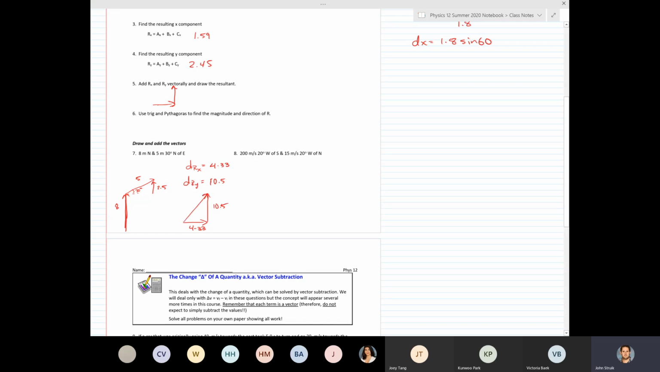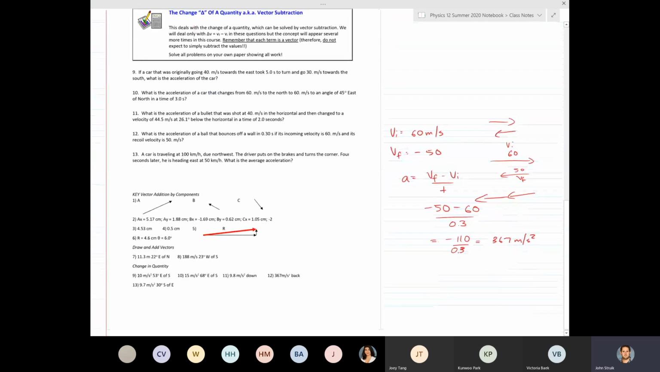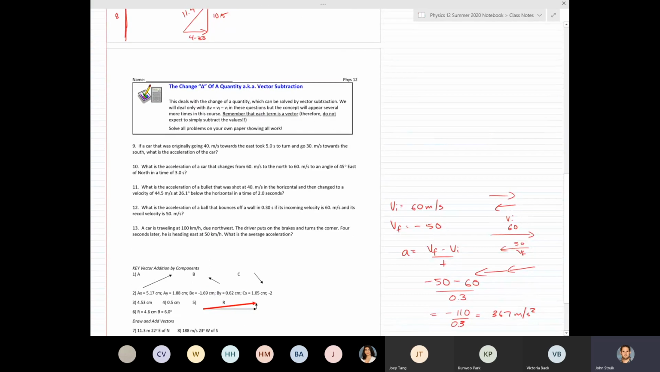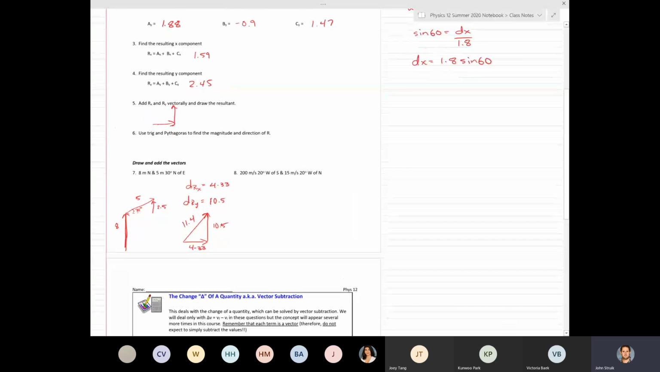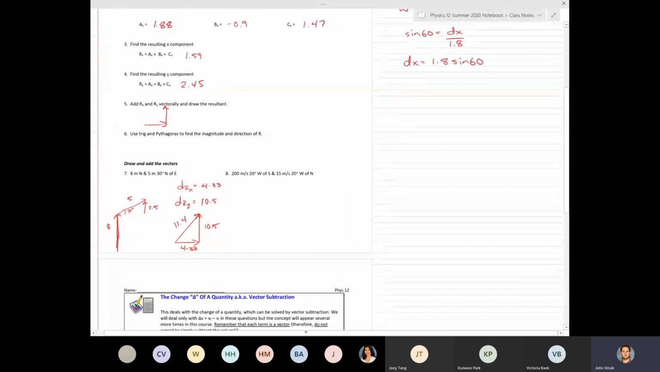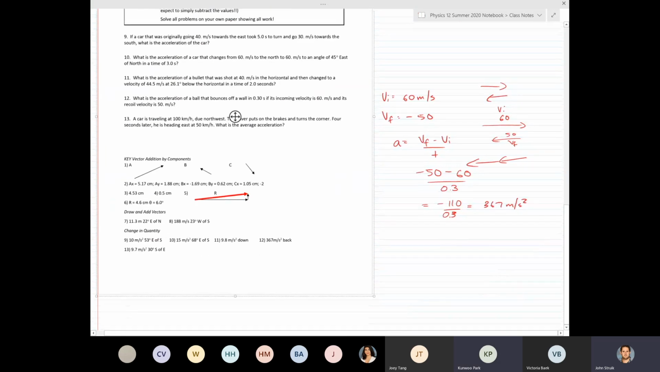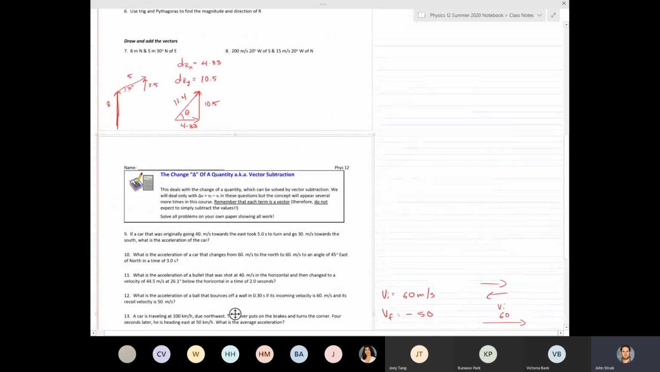And then you just use Pythagoras for this. 4.33 squared plus 10.5 squared, square root, so this is 11.4. And then, is that the right answer here? 11.3, rounding down. That's okay. And then the angle: 10.5 divided by 4.33, that's tan, would be 68 degrees. Hopefully that's right. Oh yeah, okay. So I got 68 degrees, yeah.